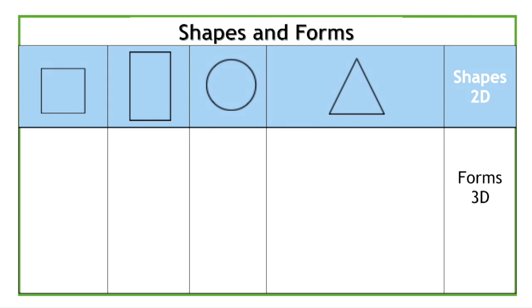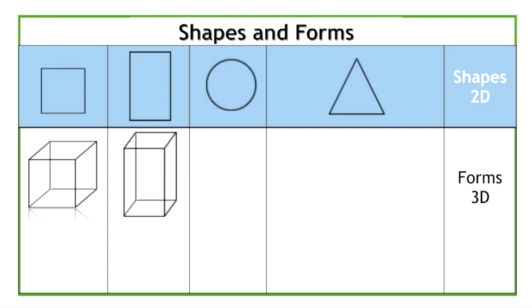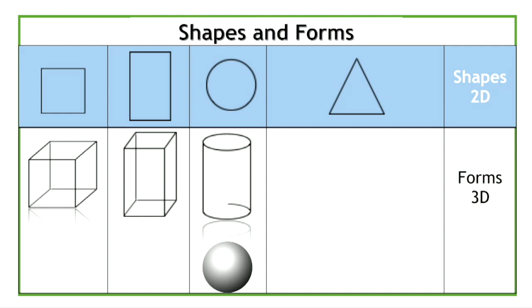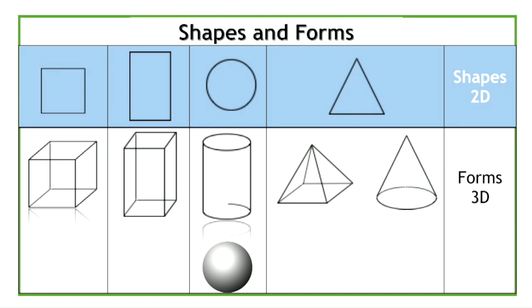Geometrical forms, on the other hand, are 3D, three-dimensional. They have depth as well. A common geometrical form based on the square is the cube. Based on the rectangle, we have the cuboid. Based on the circle, we have a cylinder. We can also get a sphere. Based on the triangle, we have a pyramid, a cone, and a triangular prism. Shapes and forms can be combined to get very interesting and attractive objects.